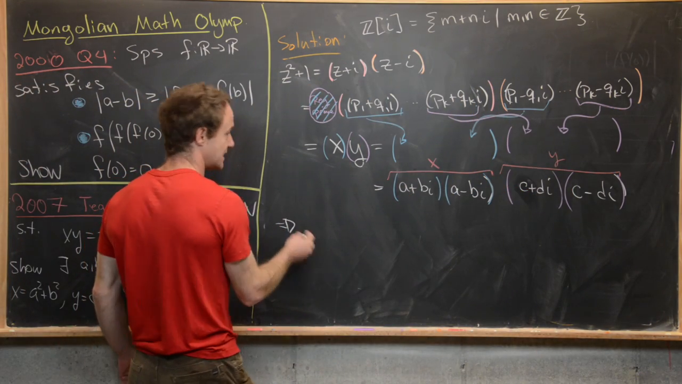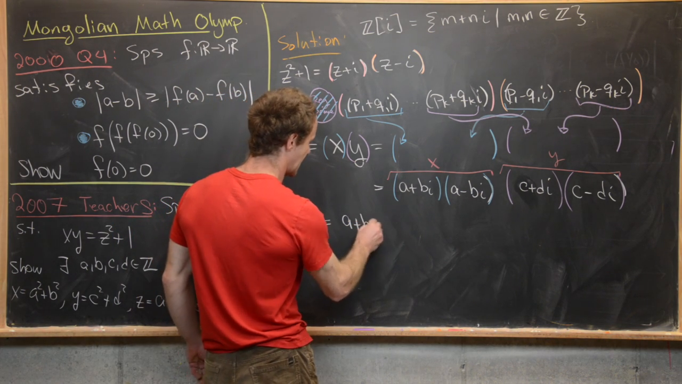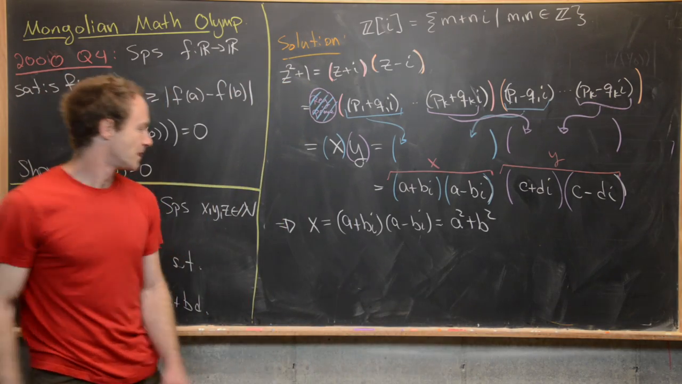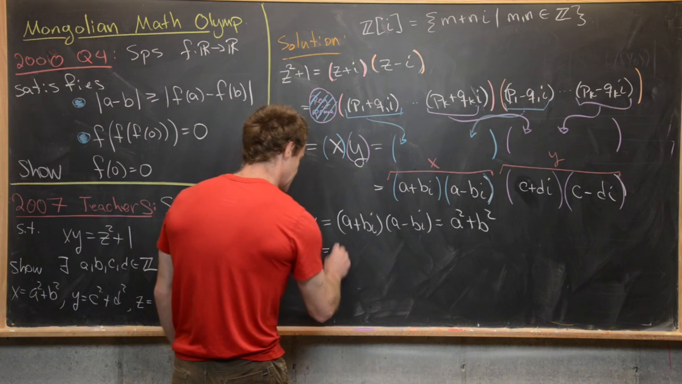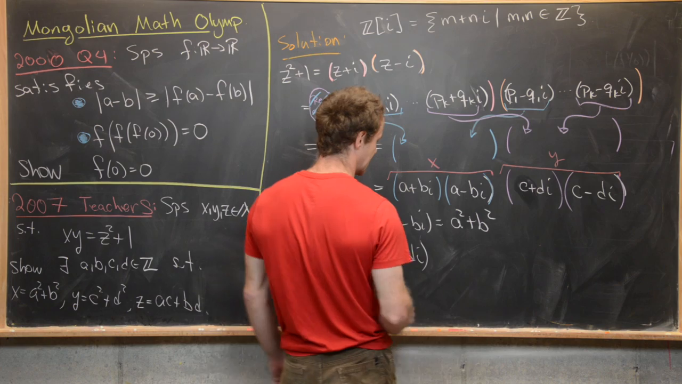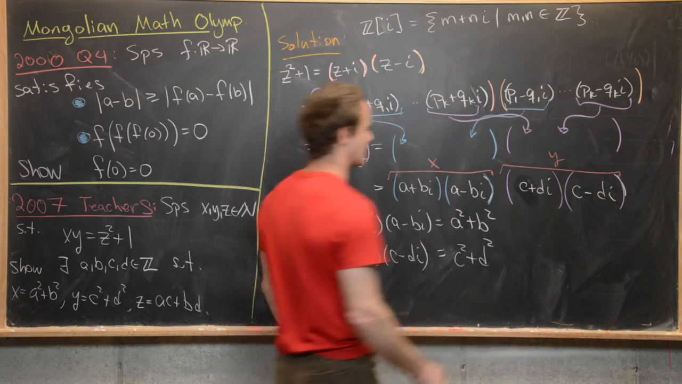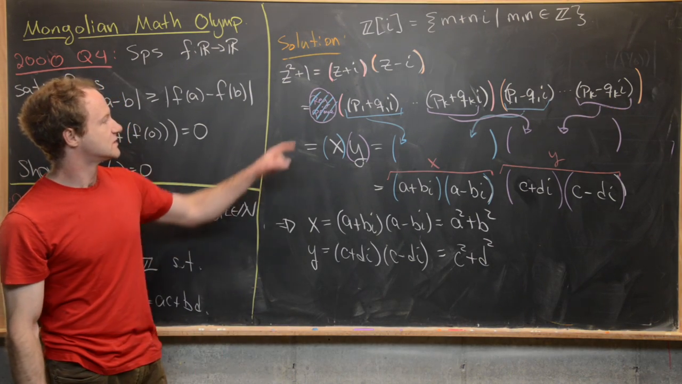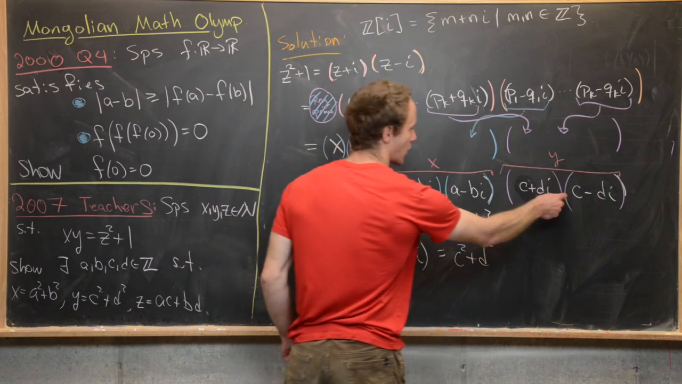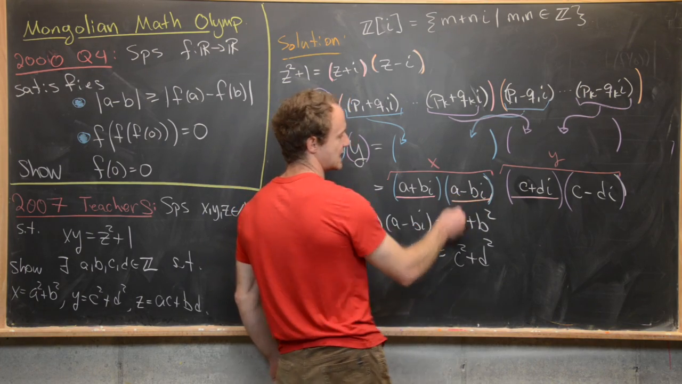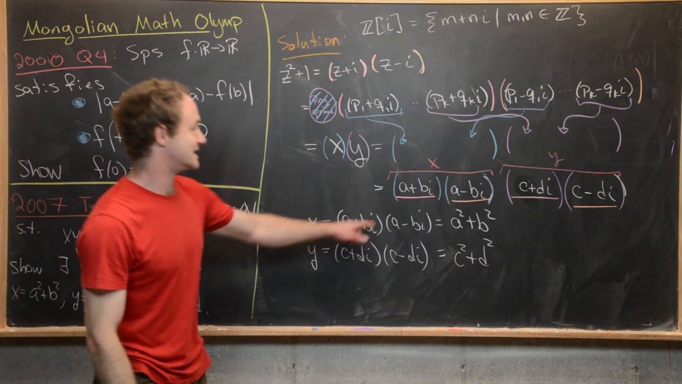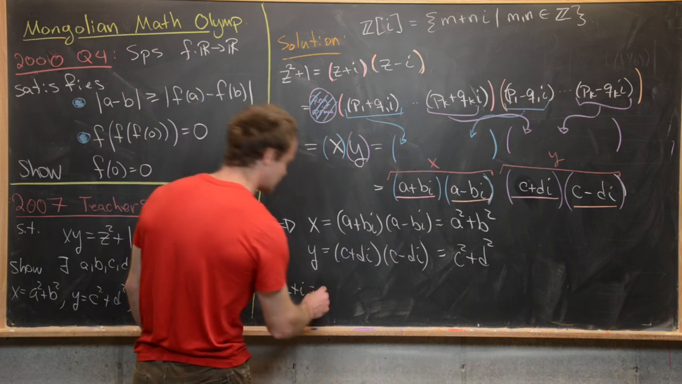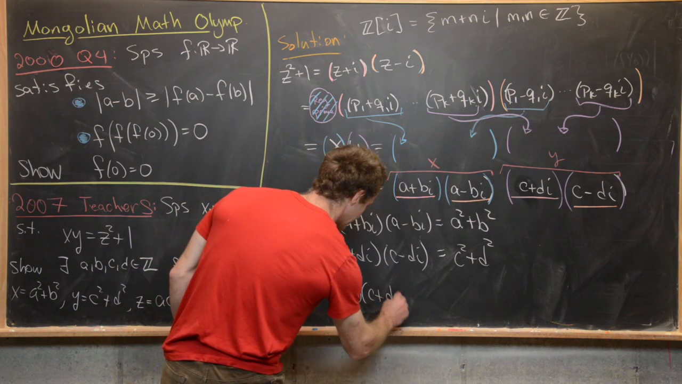But now notice that tells us that x equals a plus bi times a minus bi, but now multiplying that out, we get a squared plus b squared, which is exactly what we wanted. And then similarly, if we look at y, that's going to be c plus di times c minus di, which is equal to c squared plus d squared. But now let's look back at how we constructed this from the parts of z squared plus 1, or z plus i times z minus i. Notice all of the z plus i terms went here or here, and all of the z minus i terms went here or here. So what that tells us is that z plus i is equal to a plus bi times c plus di. So we can write that down: z plus i is equal to a plus bi times c plus di.